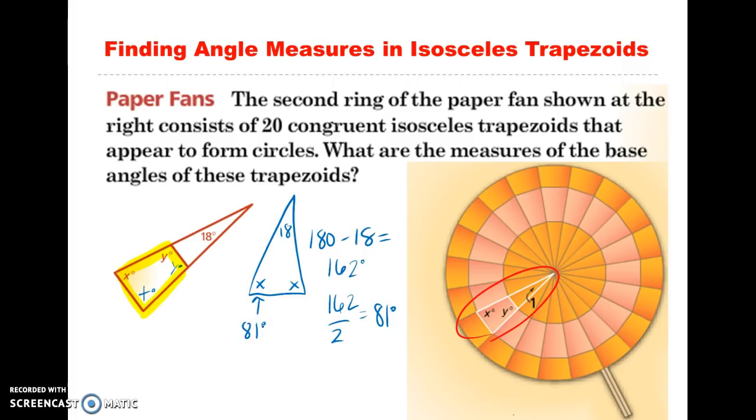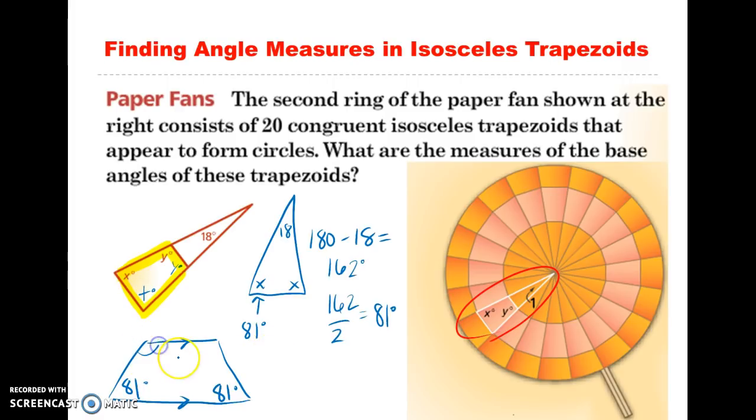Now I need to find y. So maybe I draw the isosceles trapezoid here. I put 81 degrees in both of my base angles. So I'm trying to find the base angles up top. And remember from the previous slide, you could do the fact that same side interior angles are supplementary, or you could figure out the difference in 360. I'm going to go ahead and do the supplementary thing.